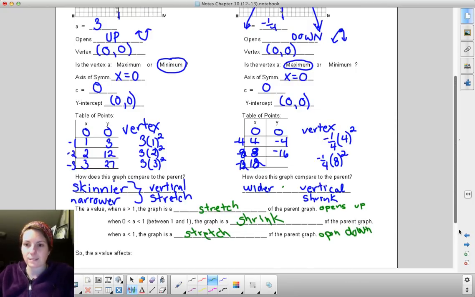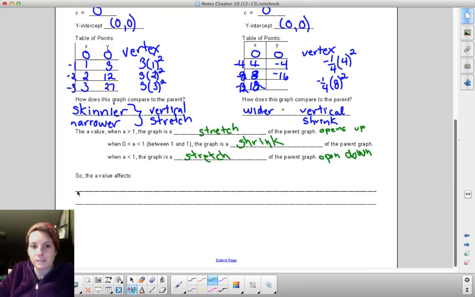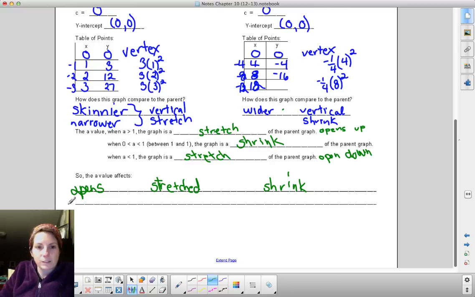The a value affects how it opens. It affects whether it's been stretched away from the x-axis, or if it's shrinking closer to the x-axis. This opening is also tied to max and min. That a value is a very powerful value. So the a value affects how it opens, right?